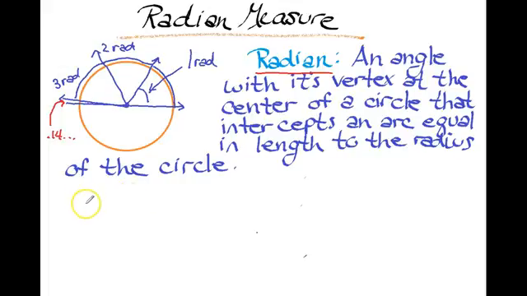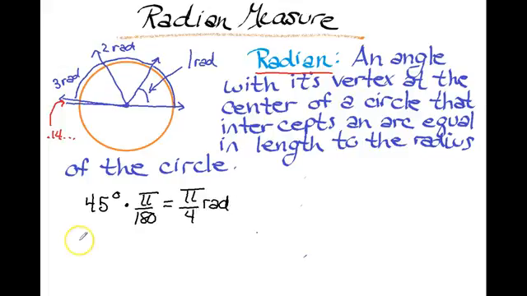So if we have, say, 45 degrees, and we want to convert this into an angle in radians, we would multiply by pi over 180 to get its measure in radians. When we calculate that out, 45 goes into 180 four times. This would give us a measure in radians of pi over 4.